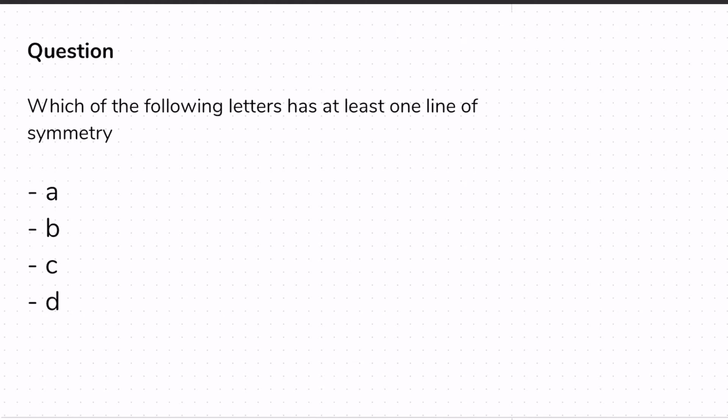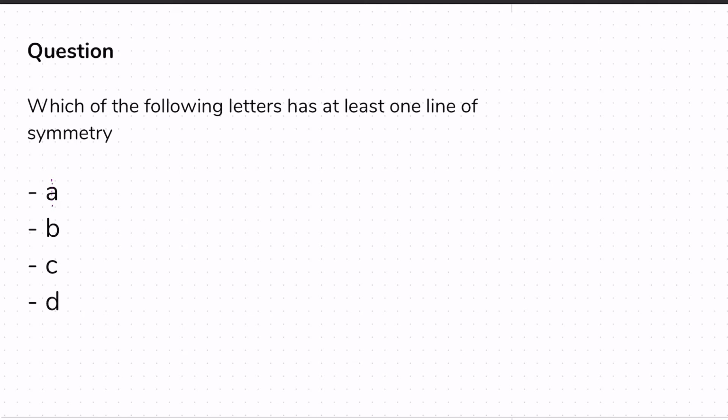Now this question is asking us which of the following letters, A, B, C, and D, has at least one line of symmetry. So I imagine some of these are going to have no lines of symmetry, and what we're going to do is begin with A, and we're asking the question, can I draw a line through the center such that the image on each side is the same?